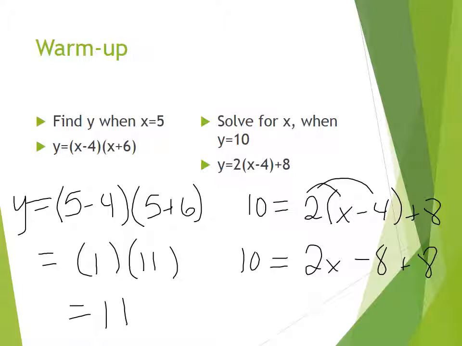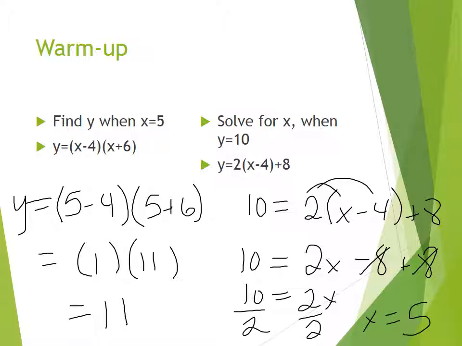Then I'm going to combine like terms. Negative 8 and positive 8 give us 0, so those add out to 0. So I'm left with 2x equals 10. I divide by 2 and get x equals 5. So you're going to be using that skill today with function notation. You're just not going to be writing it exactly the same way.